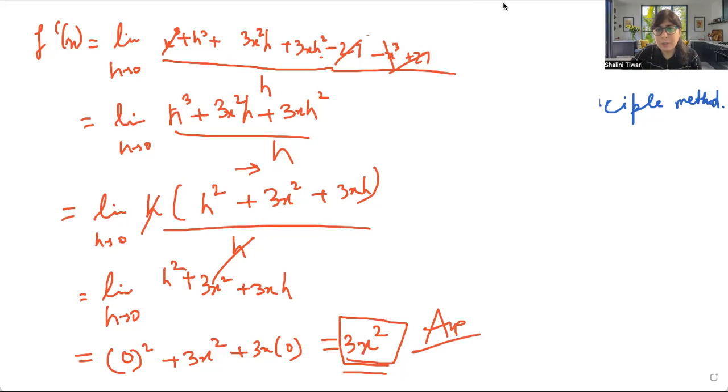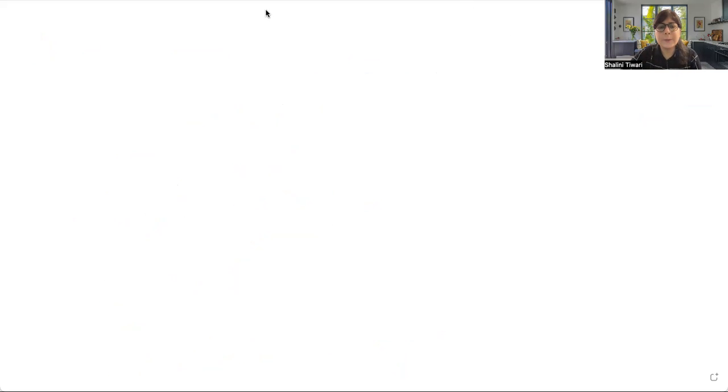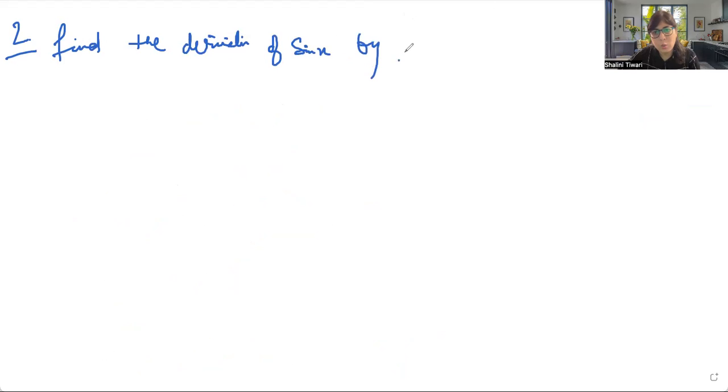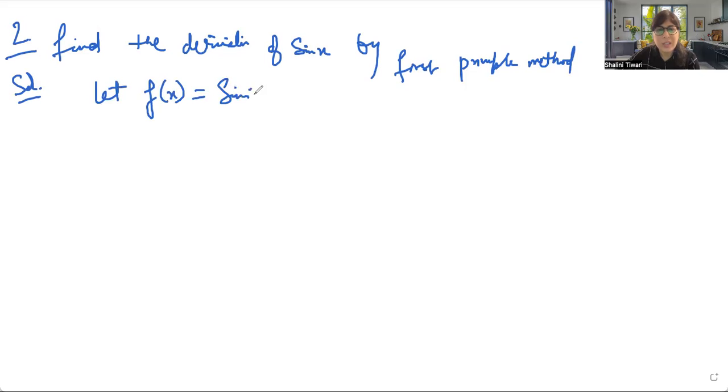Now we'll move on to one more question, and that is the one we take from trigonometric functions. So the second question is, find the derivative of sin x by first principle method. So again, as we have done in the previous question, in the same way we will do in this question. Let f(x) equal sin x.